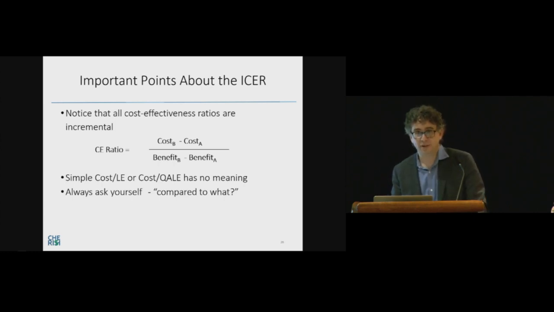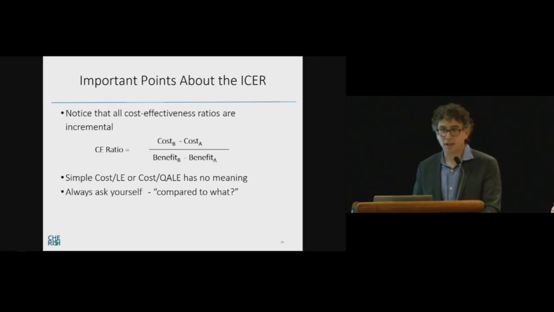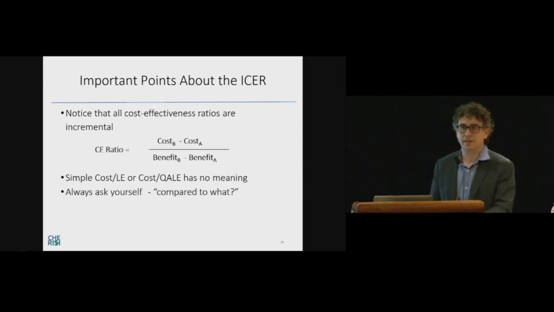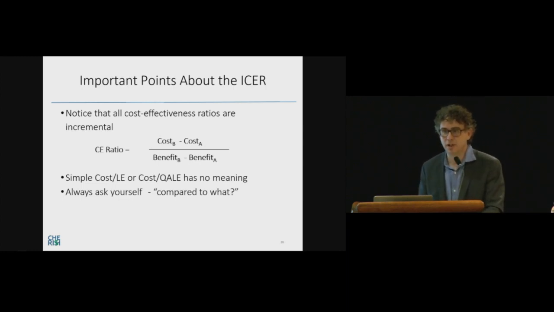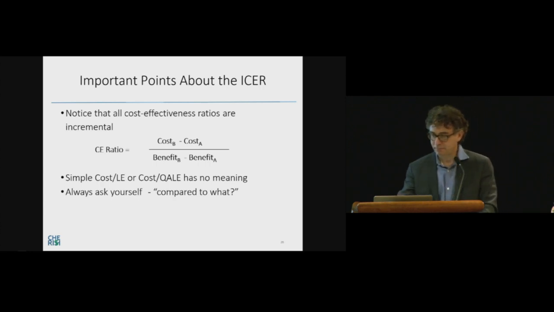And I keep saying incremental over and over again on purpose because just simply taking cost divided by life expectancy or cost divided by QALY really has no value at all, no interpretation at all. It seems like that would be the cost effectiveness ratio, but it's not, because the question is always in comparison to what? You can't generate a cost effectiveness ratio without a comparison. So always ask yourself, compared to what, compared to what? Next slide.